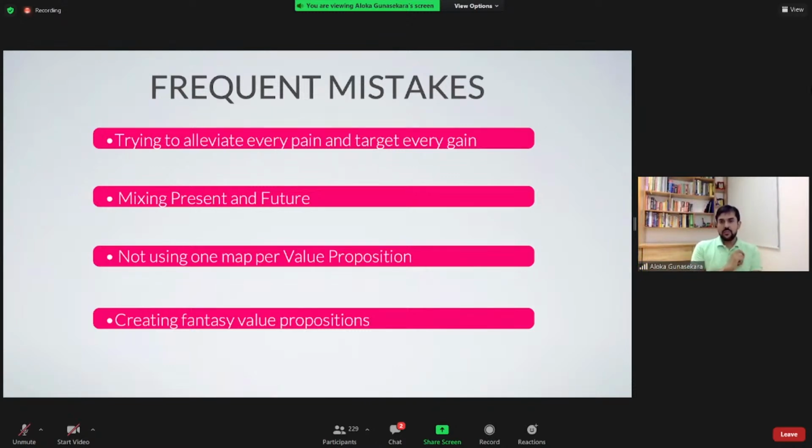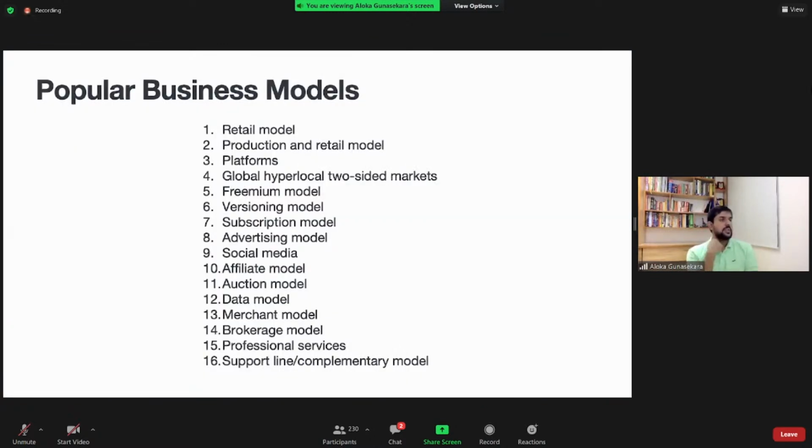And with that, I am going to move on to some popular business models that you can actually consider. Now, why I'm doing this is, yes, I can talk about the business model canvas and the value proposition canvas, but if I don't talk about what popular business models are, I think you are going to miss out on a few. So I have 16 different popular business models. Now I'm not going to go through this list, but I'm going to explain what these are.